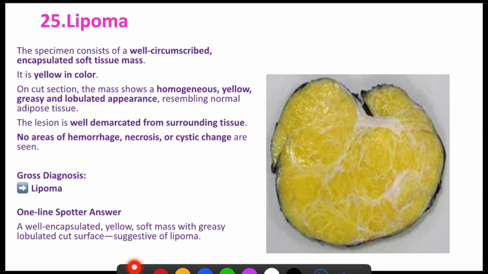Now lipoma. So this is a benign tumor of fat tissue. Here is the specimen, a well circumscribed, encapsulated soft tissue mass, yellow in color, homogeneous in appearance, no hemorrhage, no cystic area, no necrosis, and because of its yellow appearance and well circumscribed nodule, it is lipoma. It is greasy on cut surface. So this is a benign tumor of fat.